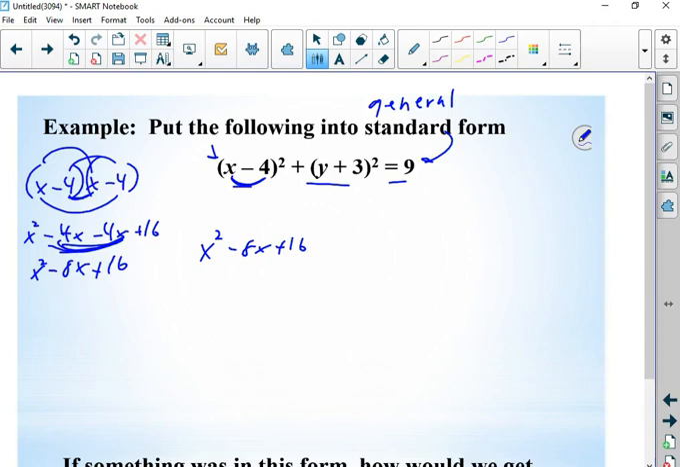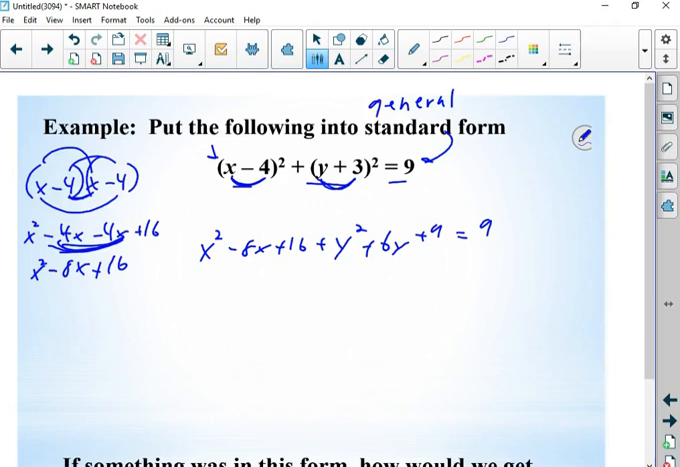Now the second one I'm just going to do a shortcut on. If you need to FOIL it, go ahead. Stop the video and FOIL it. But I'm just going to do the shortcut. So I square the first. I'm going to multiply 3 times y, which is 3y. Double it. That's 6y. And then I square the last, and I get 9. And I get 9 right there.